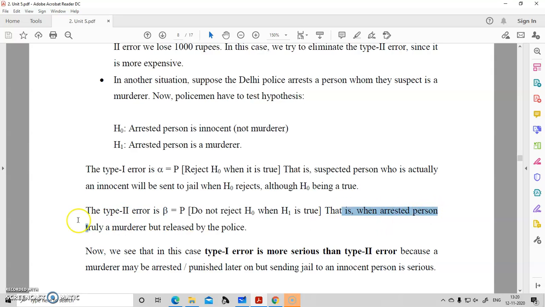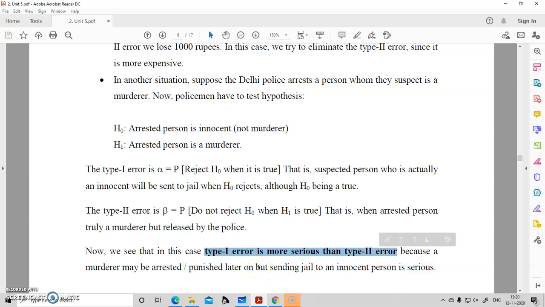That is when the arrested person is truly a murderer, truthfully he has done the murder, but he is released. Although he has committed the crime, he is released. Now, which type of error is more serious in this case? Type 1 error is more serious than type 2 error. Right?